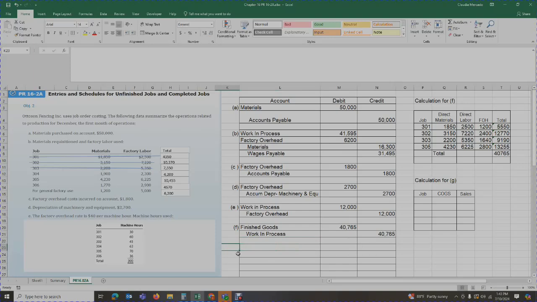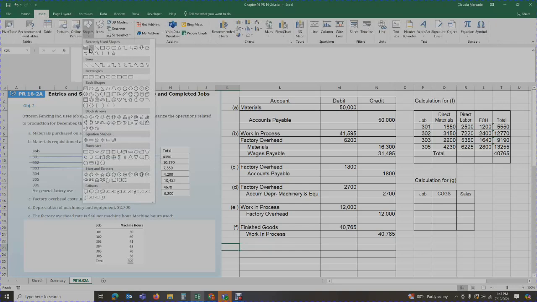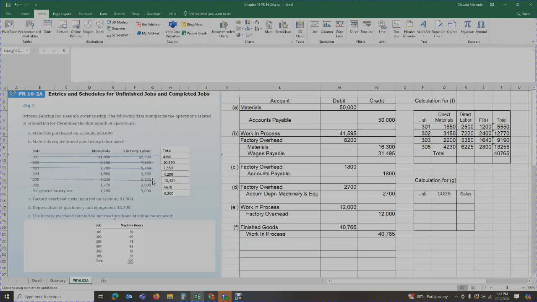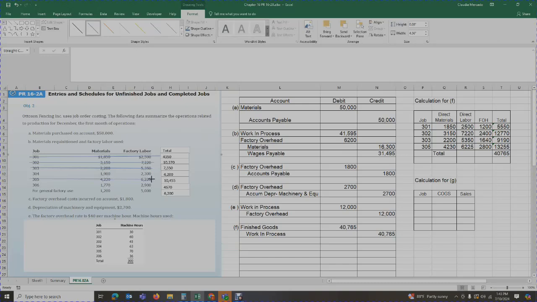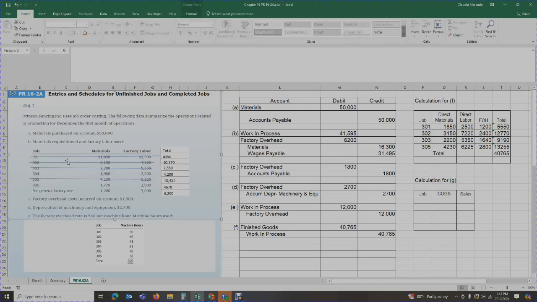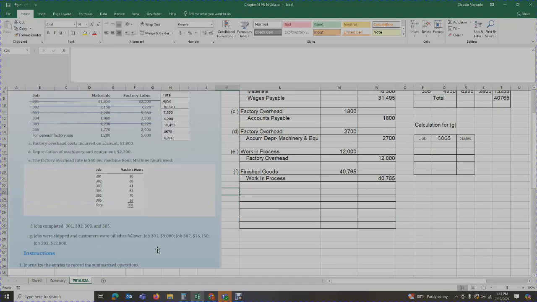That is letter F. And to be able to get that, you needed to do these calculations. The first 2 columns are from the top section, and let me go ahead and mark that we also finished 305. Okay, that way we know. So the ones highlighted have been completed. Those jobs are done. They're done and they have been moved to finished goods. Okay, that is letter F.